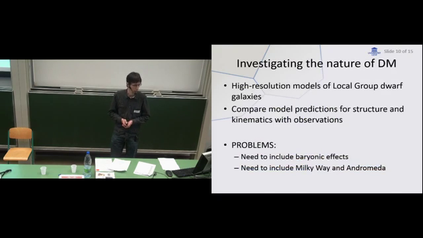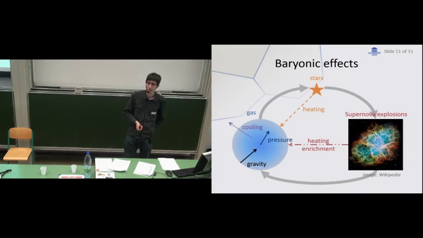So what we want to do is simulate these dwarf galaxies inside our own local group and make very good high-resolution predictions for what they should look like under cold dark matter, under weakly interacting dark matter, and compare these models with actual observations. The problem is, to do this kind of modeling, you need very detailed simulations. You need to include baryonic effects, and you need to include these two massive galaxies in our local group. So what are these baryonic effects?